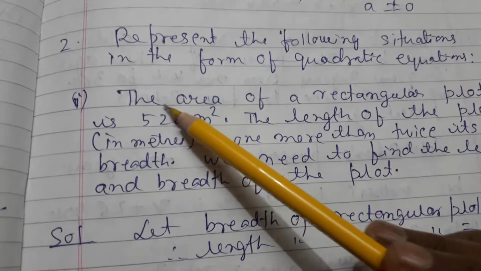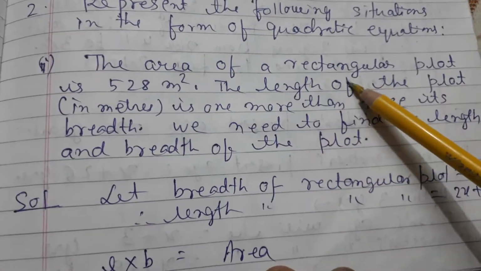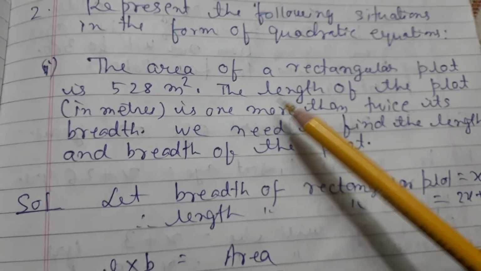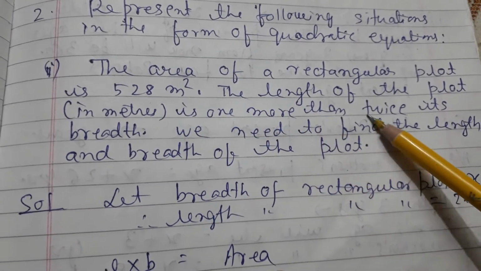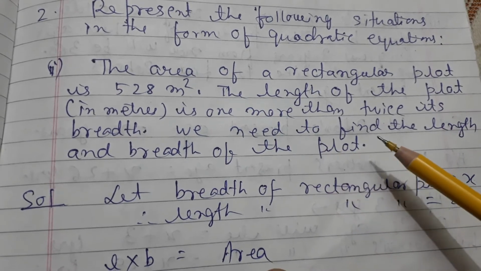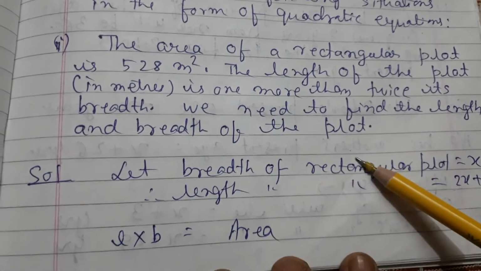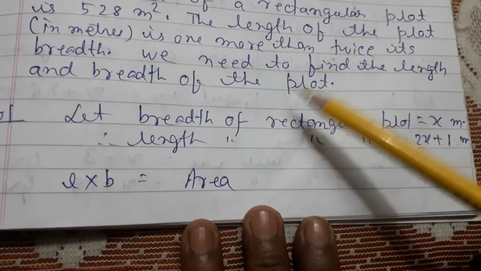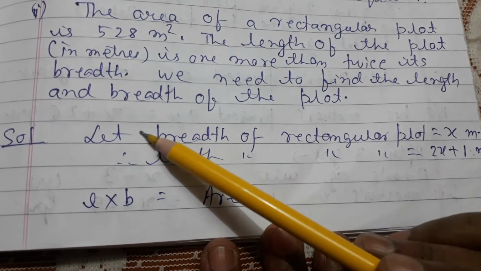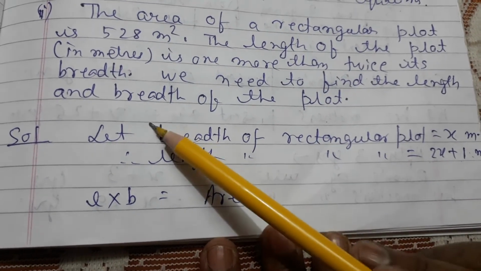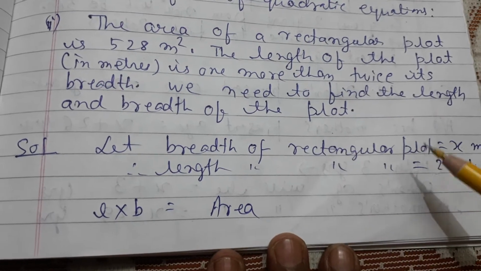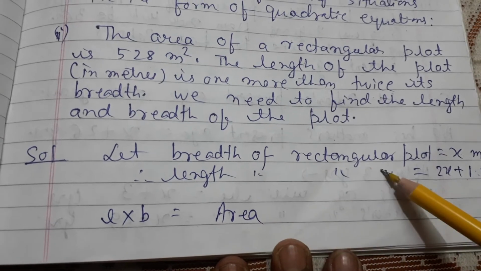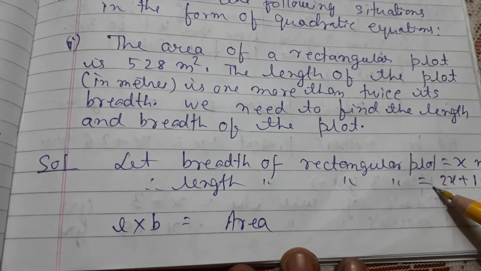Now first question. The area of a rectangular plot is 528 meters square. The length of the plot is one more than twice its breadth. We need to find the length and breadth of the plot. Now listen. It is given that length is 1 meter more than twice the breadth. So we have to assume the breadth first. So let the breadth of the rectangular plot equal x meter. And as per the question, length of the rectangular plot equals 2x plus 1 meter.